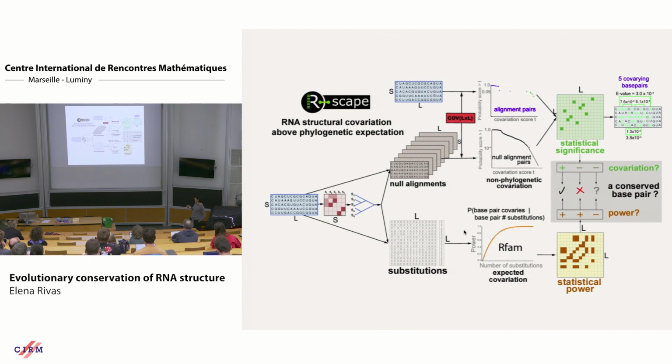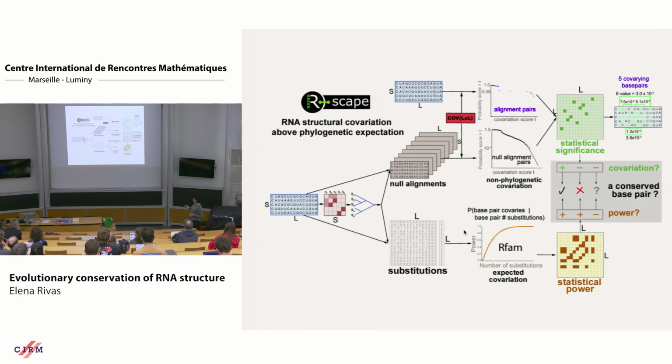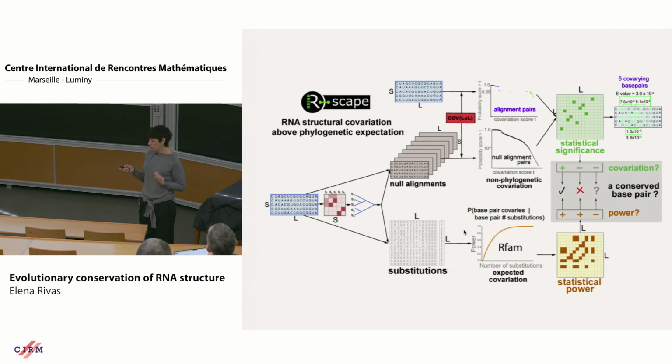And based on how real base pairs covary as a function of the number of substitutions, you create an L by L map of statistical power, base pairs that have enough variation that you should detect by covariation. So using a statistical significance and a statistical power, now you can decide whether you are in the presence of an evolutionarily conserved base pair, whether you are in a situation in which you cannot tell because there is no variation and there is no covariation, or whether you're in a situation in which you have evidence against a base pair because you have variation but you don't have covariation.